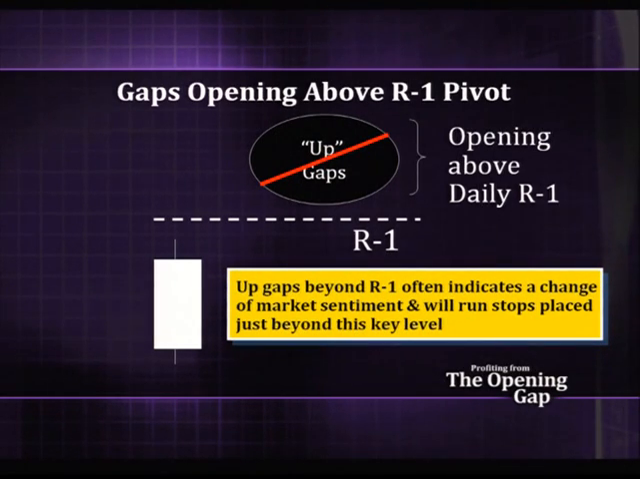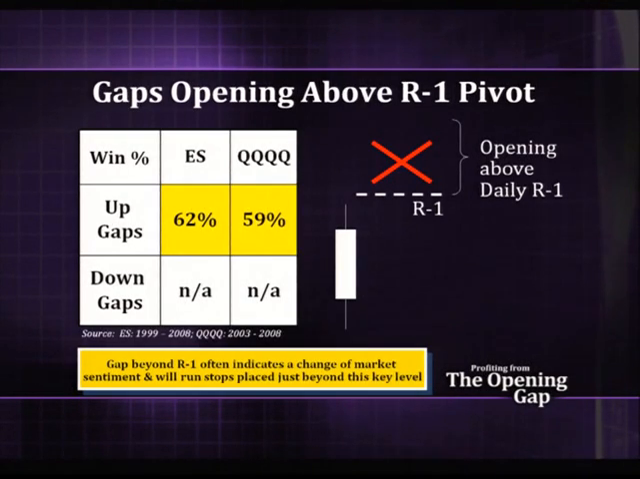And the reason is, just like I mentioned before with the S1, it's the exact same concept, just in reverse. There's a change of market sentiment that's likely taking place with that gap. Stops are going to be run, and you're going to attract new buyers in this case that will work against your gap fade, so you want to stay out of harm's way.